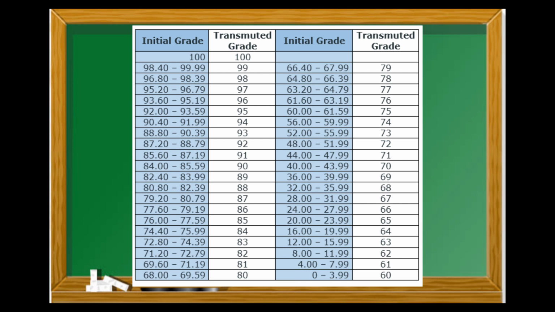So for example, if the result of your written work, performance task, and quarterly assessment is 67, then you will look where that 67 initial grade belongs. Try to look at the transmuted grade and find the equivalent of 67. So for example, the equivalent of 67 is 81, which means that 81 will be reflected on your report card.